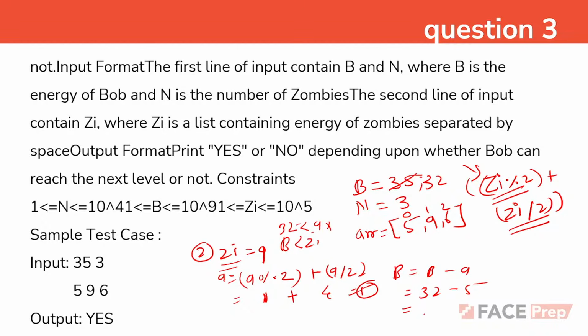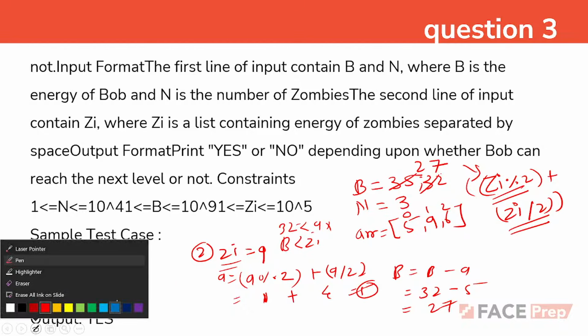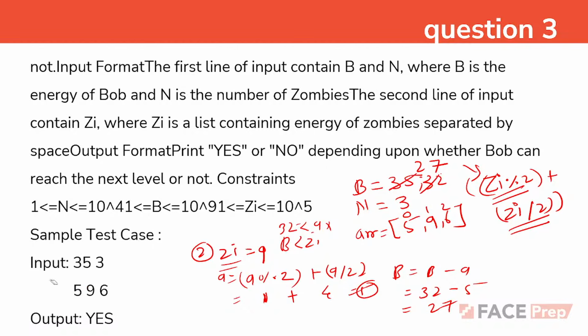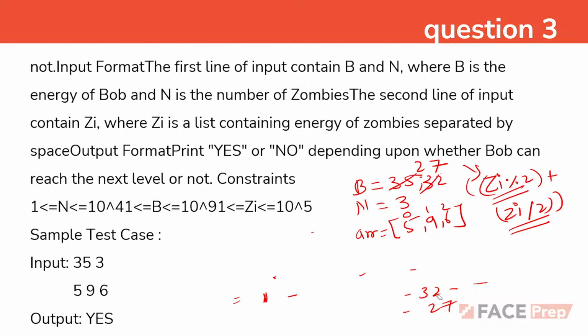It's going to be 32 minus 5, right? So it's going to be 27, right? That means my Bob's energy is also going to be updated as 27 now, right? So I'm done with the second iteration. What is the third iteration over here? We defended the second zombie successfully. Now what is the next one we have?